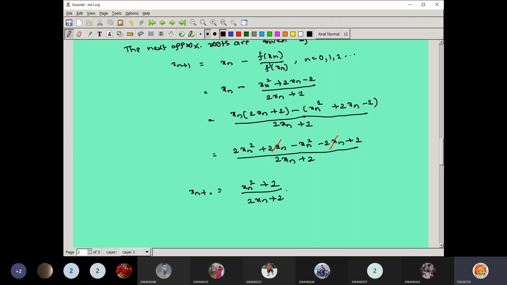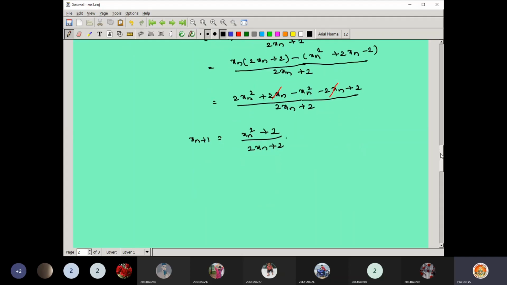This left hand side becomes xn plus 1. Here you are substituting n equal to 0. So what will be the values you are getting? For n equal to 0, directly in the formula, x1 is equal to x naught square plus 2 divided by 2 x naught plus 2. So x naught is 0.5, square plus 2, total divided by 2 into 0.5 plus 2.